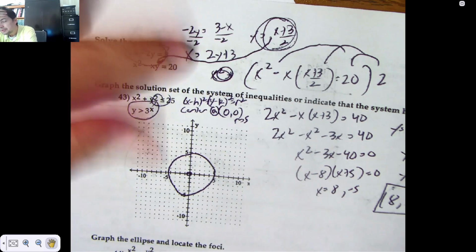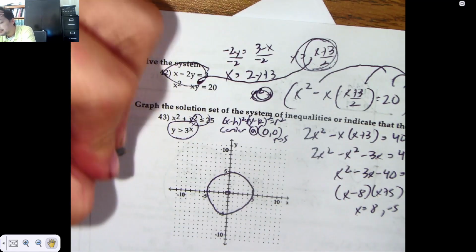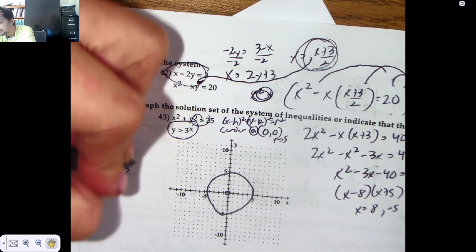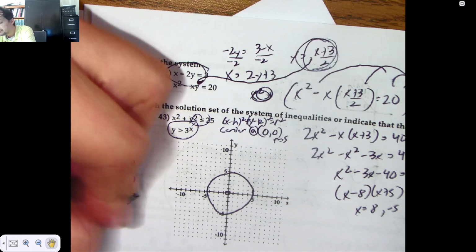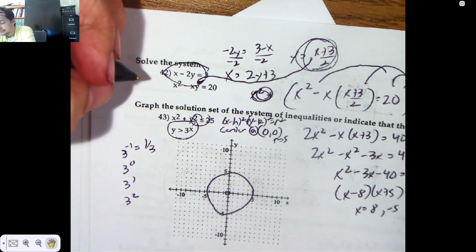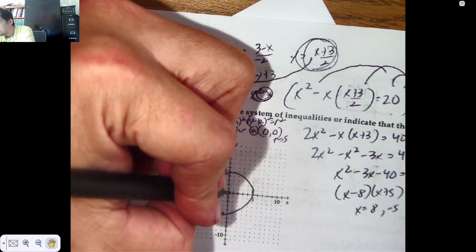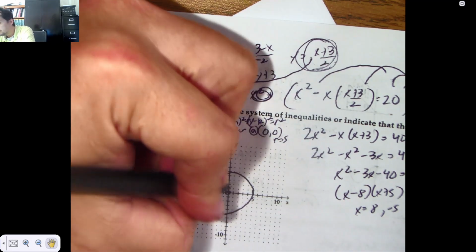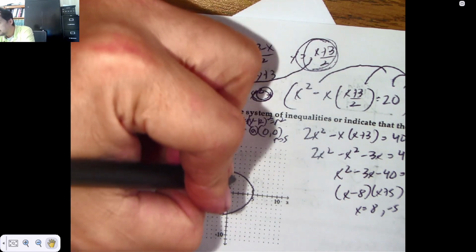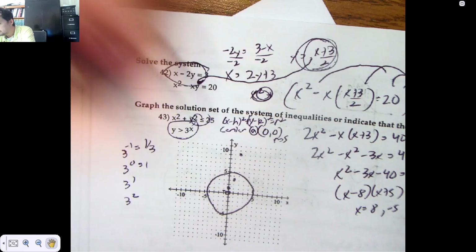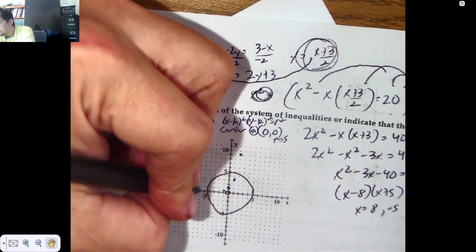This is y is greater than 3 to the x. If you don't know how to graph 3 to the x, you just make up numbers like 3 to the negative 1, 3 to the 0, 3 to the first, 3 squared, stuff like that. 3 to the negative 1 is a third. 3 to the 0 is 1. 3 to the first is 3. 3 squared is 9. And this one gets to be dashed.